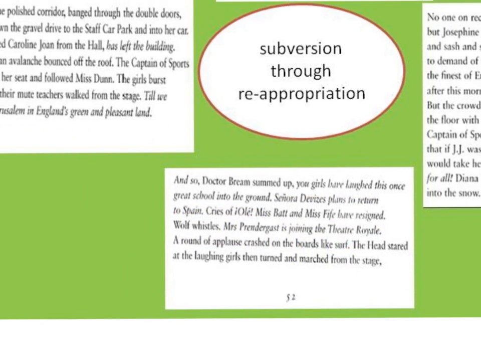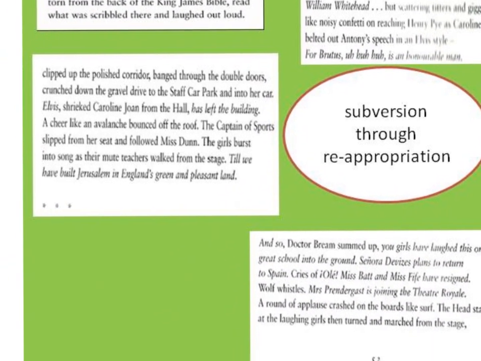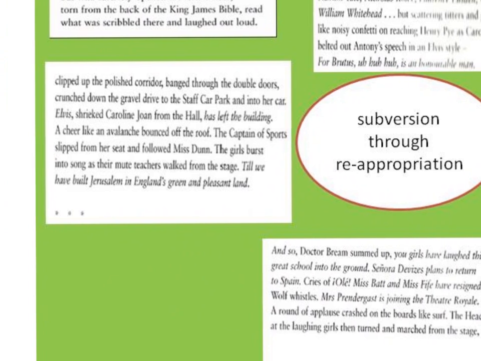And finally in this section, again more examples of reappropriation. This particular moment of the poem sees Dr. Bream, the head, leave the school, so another sign of their defeat and the victory of the girls.